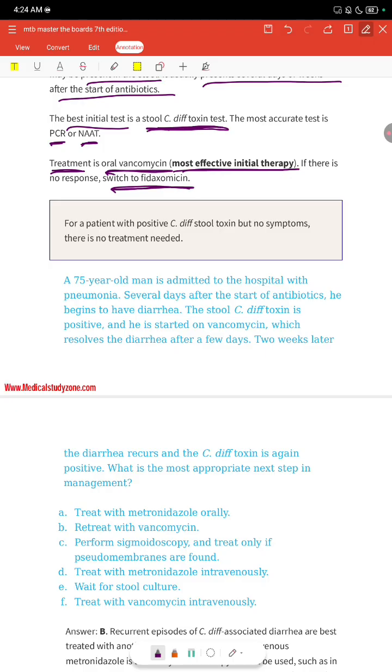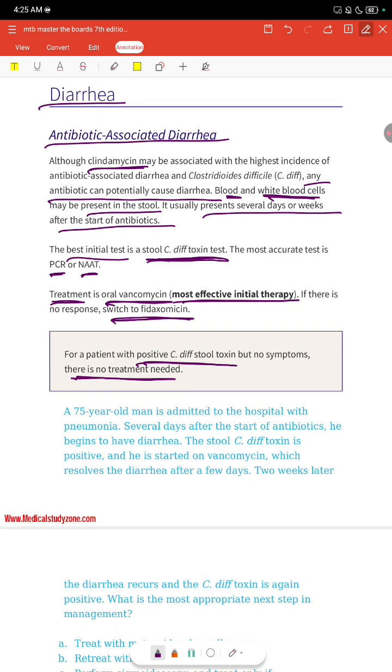For a patient with positive C. difficile stool toxin but no symptoms, there is no treatment needed. This is important. The treatment is given only if there are symptoms along with the positive C. difficile stool toxin. So without having any sort of symptoms related to the antibiotic associated diarrhea, just having a positive C. difficile stool toxin test does not give you a reason to go for the treatment.